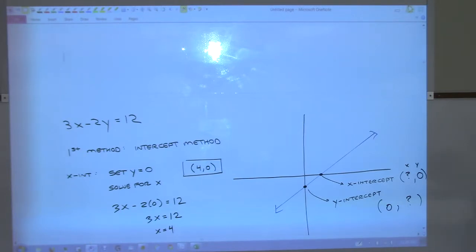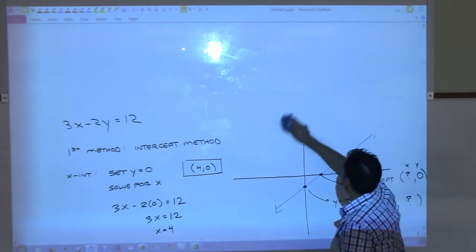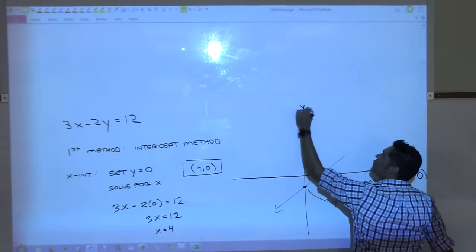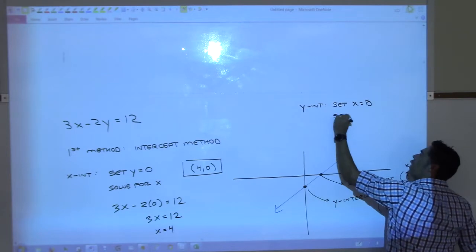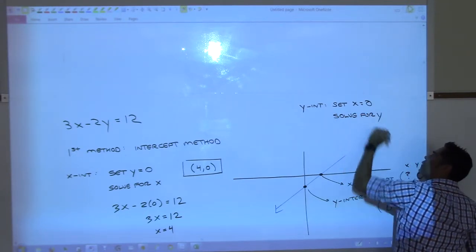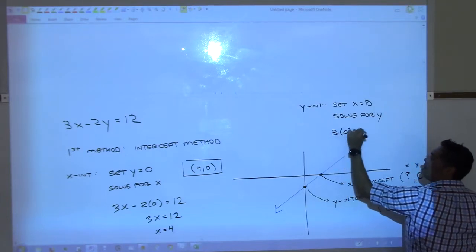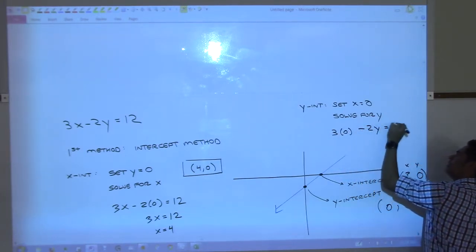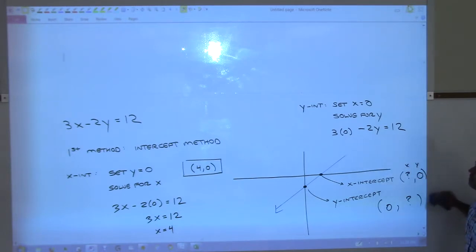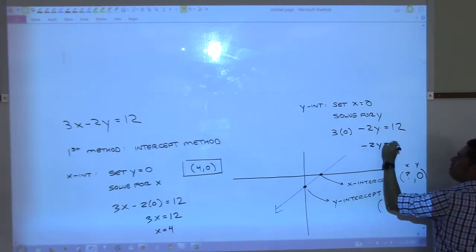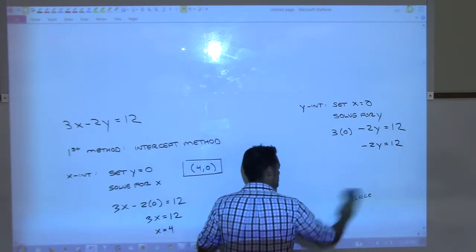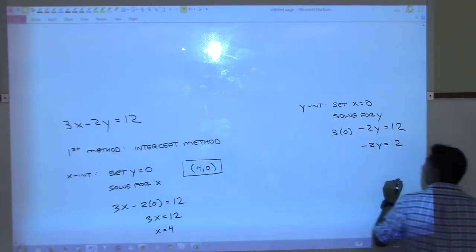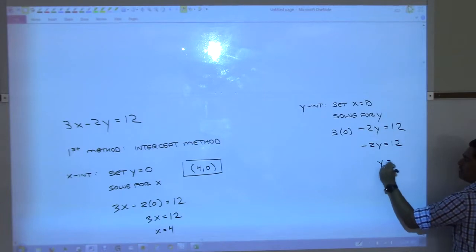You set the x to 0 and solve for y. So you do the opposite of what we just did. I'll do that up here. We're now going to find the y-intercept. We're going to set x equal to 0 and solve for y. So let's set x to 0. We know that that's going to be 0, so the remaining equation is negative 2y equals 12. What do we do there to solve for y? Divide by negative 2, right? Dividing both sides by negative 2, we get negative 6.